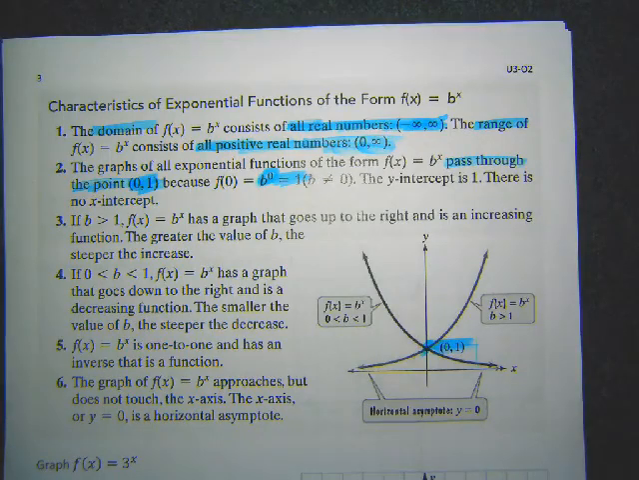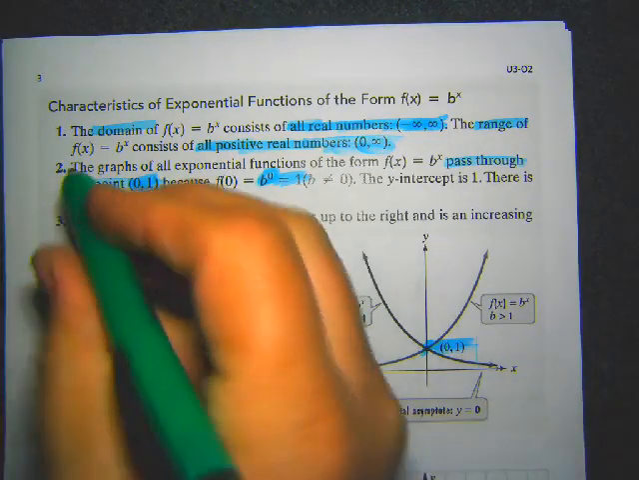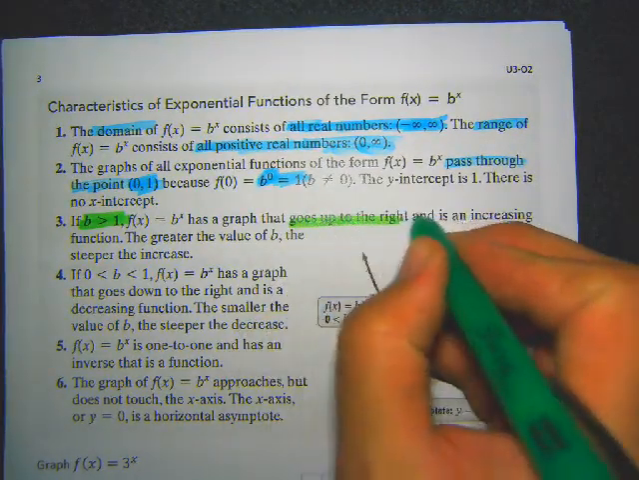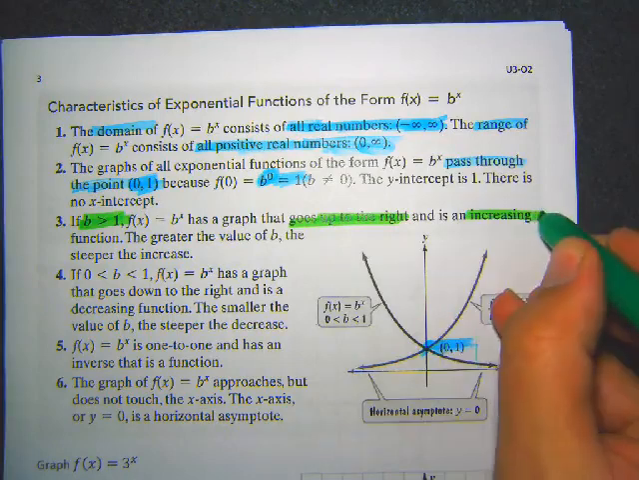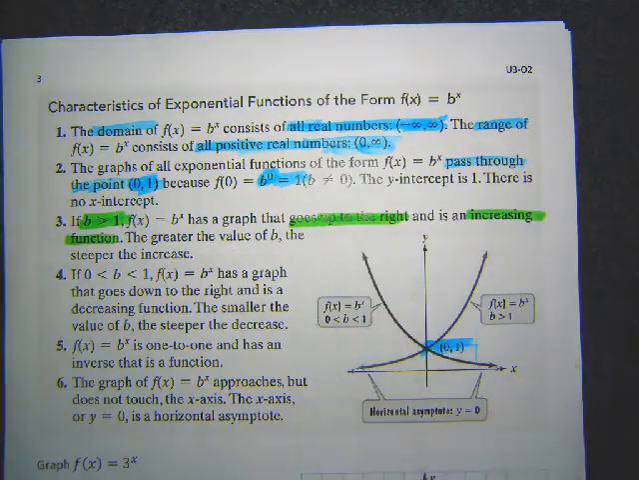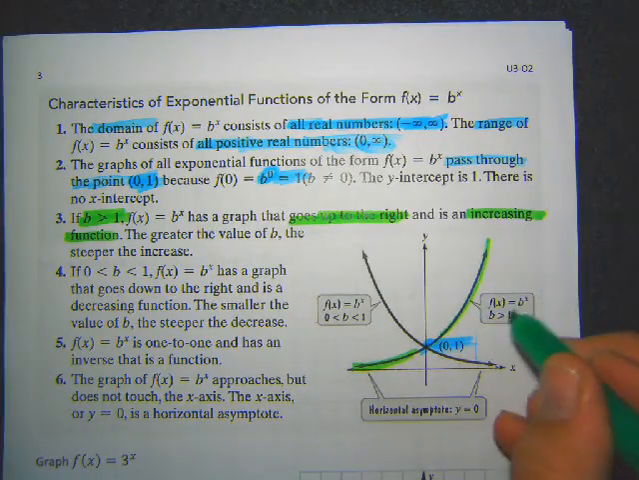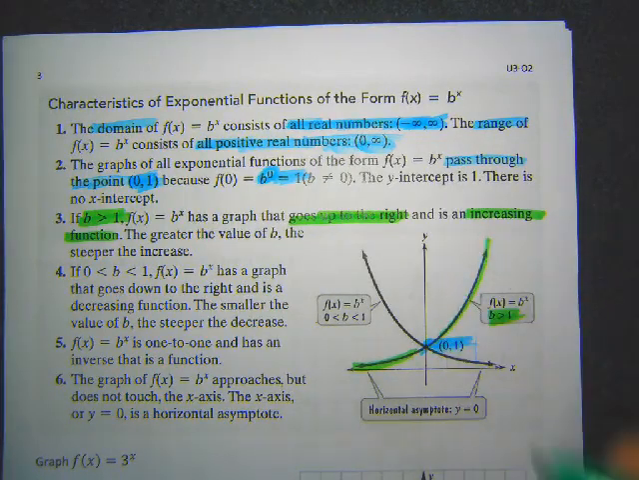Now if you start with a base that is big, anything bigger than 1, then it's always going to go up to the right. It's what we call an increasing function. Remember when we said when you go up to the right, you're increasing? So functions like this, because the base is bigger than 1, are increasing functions.